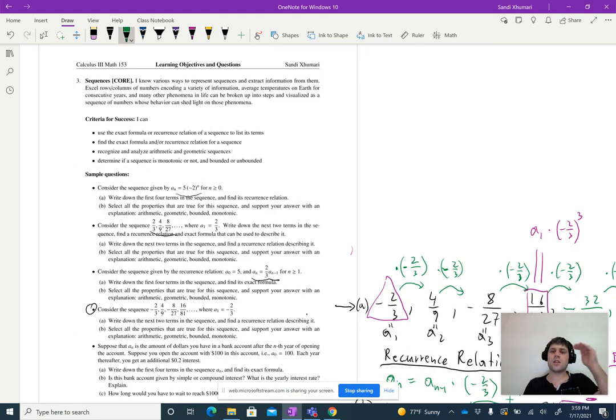Bounded means that it needs to have an upper bound and a lower bound. Just because it has one, that does not make it bounded. Whenever we refer to bounded, it needs to have both.